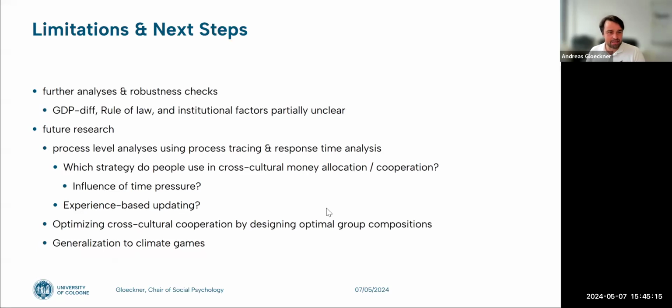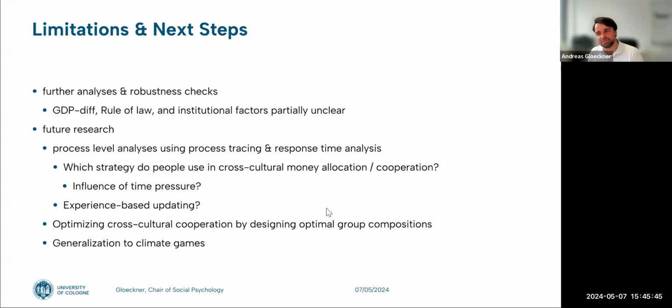And there's lots of further research which we can think about, of course, analyzing this on a process level, which would be very interesting. Using process tracing and response time: what do people really do when they make such decisions? Is it really the case that the psychological processes are very different, the emotions are very different? What would be the influence of time pressure? Also the difference between experienced and having no experience might be interesting.